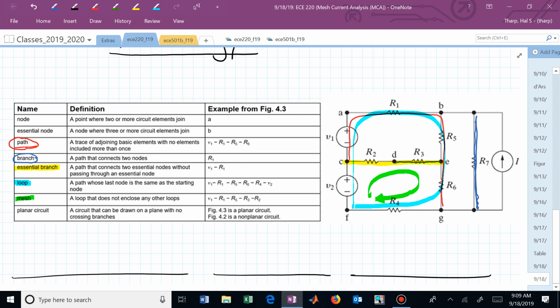That's a loop. The mesh is distinct from that. A mesh is now, here's another mesh. Here's another mesh. Here's another mesh. Think of meshes like panes in a window. That's how to think of a mesh. And a loop, you could include multiple panes in your loop. It would be a pain, but you could do that. Okay?